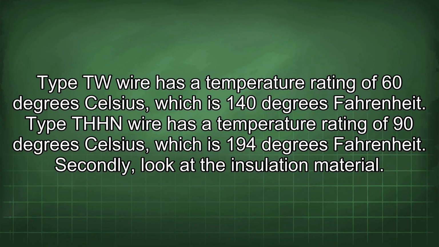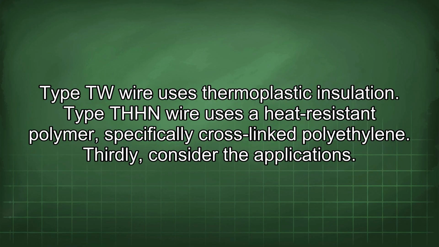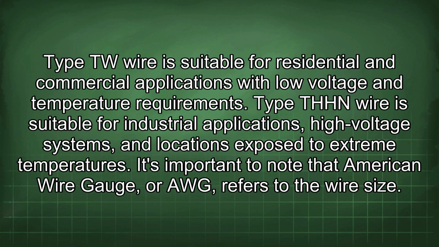Secondly, look at the insulation material. Type TW wire uses thermoplastic insulation. Type THHN wire uses a heat-resistant polymer, specifically cross-linked polyethylene. Thirdly, consider the applications. Type TW wire is suitable for residential and commercial applications with low voltage and temperature requirements. Type THHN wire is suitable for industrial applications, high voltage systems, and locations exposed to extreme temperatures.